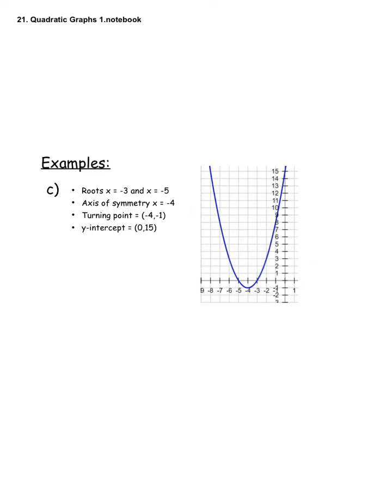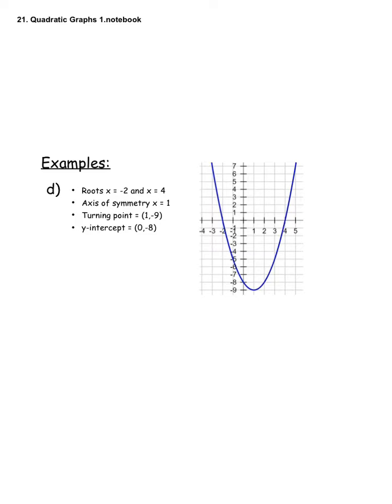Graph C should have roots of -3 and -5. The axis of symmetry is at -4, giving you a turning point of -4, -1. And your y-intercept is at 0, 15. Your graph should look something like this. And finally, you should have roots of -2 and +4 for your last graph. Axis of symmetry of 1, so your turning point is 1, -9, and your y-intercept should be 0, -8. Your graph should look something like this.